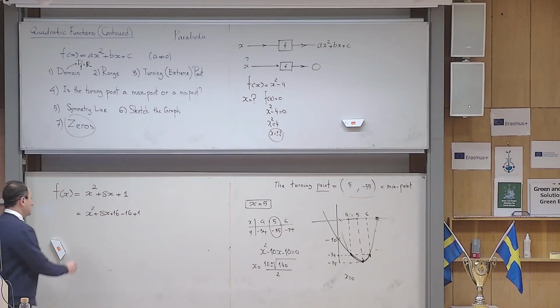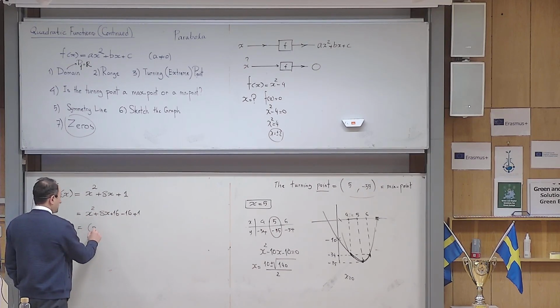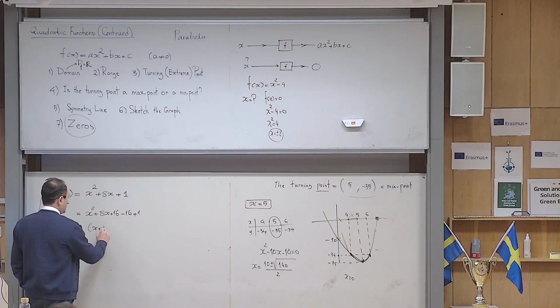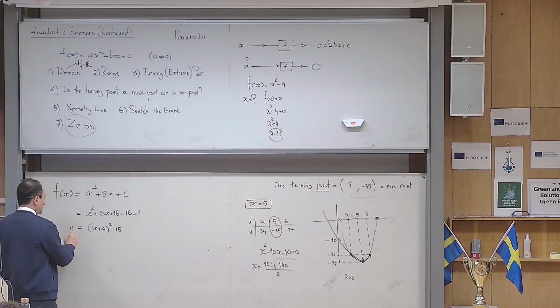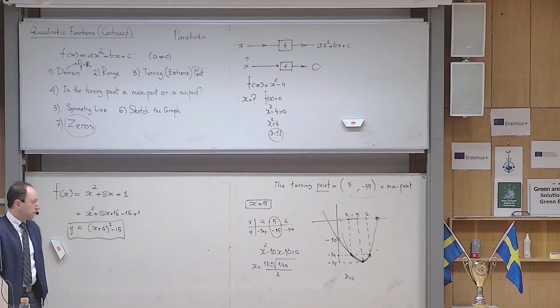Okay? So then I know how to collect these three. It becomes (x + 4)^2, and then this becomes minus 15. So this is your y. Okay? Now write the range.